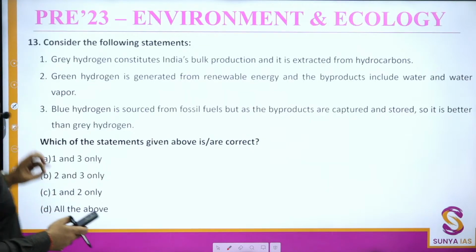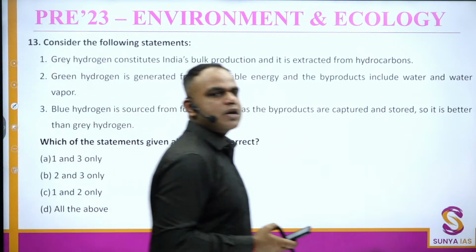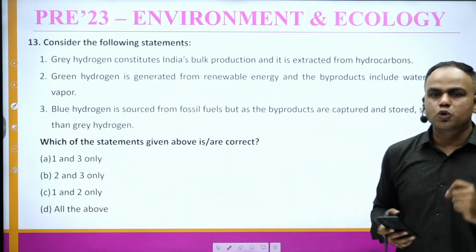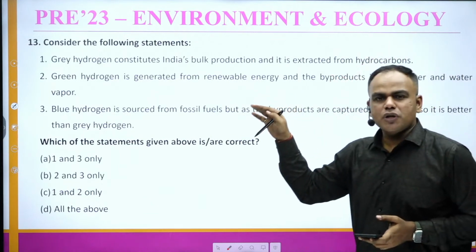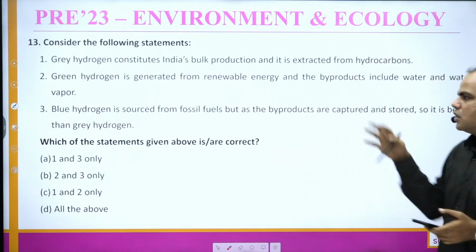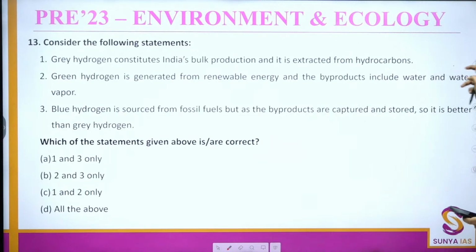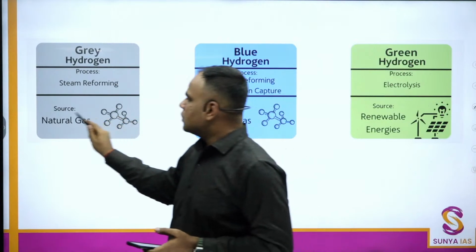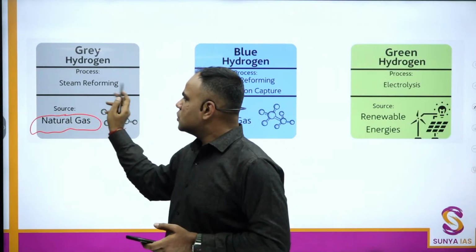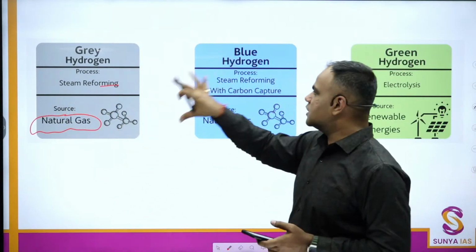Moving on. Again, this is a very important topic, types of hydrogen. Gray hydrogen is there, green hydrogen is there, and blue hydrogen is there. So first of all, let's see how these are produced. You have gray hydrogen, where the source is natural gas. So you form this in this part.